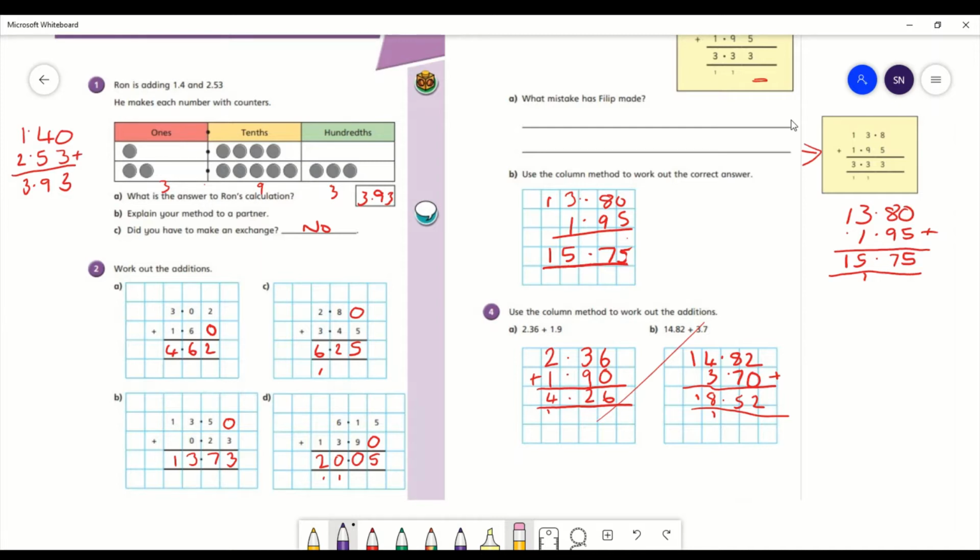Use column method to work out the following additions. I've put in a placeholder here, and I've put in a placeholder here. Okay, and so I've lined up the ones, the tenths, and the hundredths. So add them together, and you get 4.26, and I've got 14.82. Add 13.7, I've got 18.52. Okay, that's part 1.